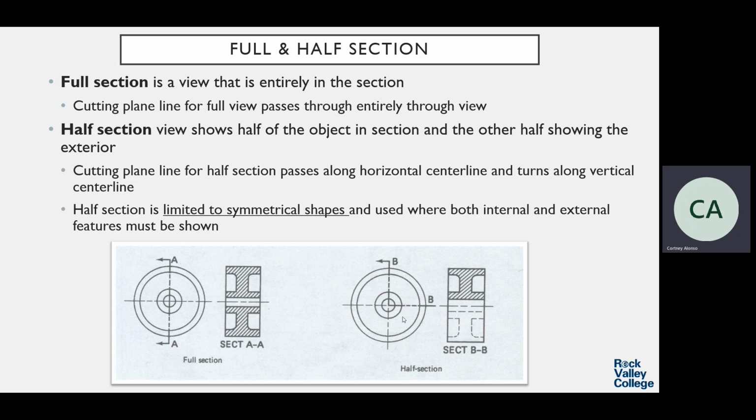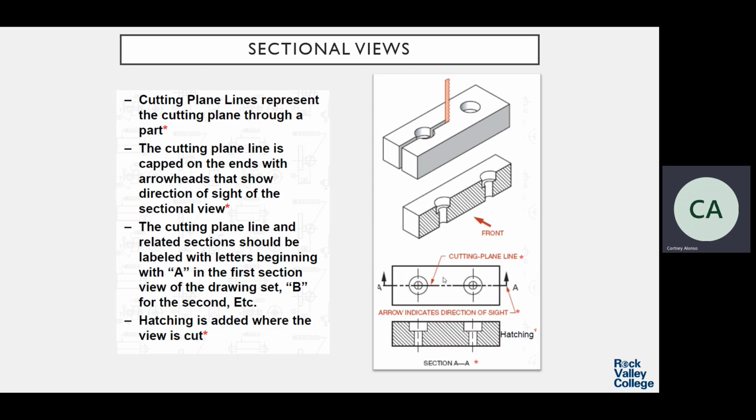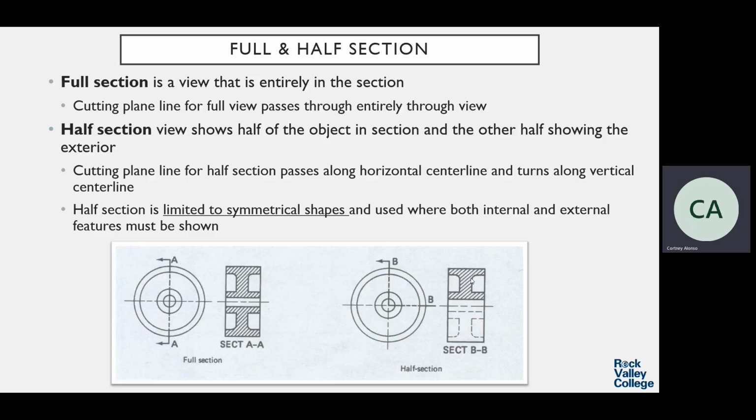This is because you want both sides to be the same. If you're giving two parts of information, say this other side is completely different, and you're showing a completely different view, it can cause confusion. So it's always going to be a symmetrical shape. So it's used where both internal and external features are shown as well. So you have, in this case, it's telling you, I have the internal here, and this is what it looks like on the exterior. Okay.